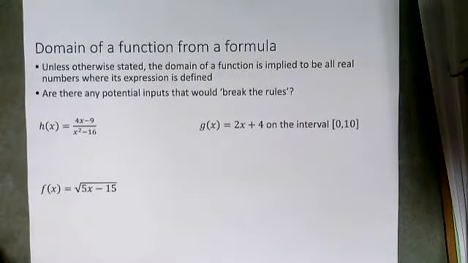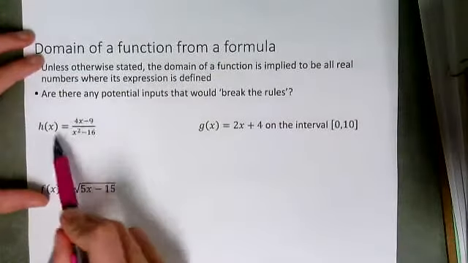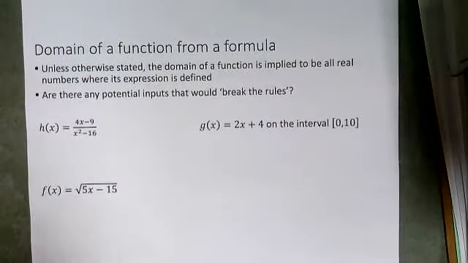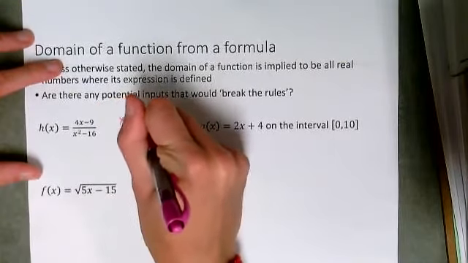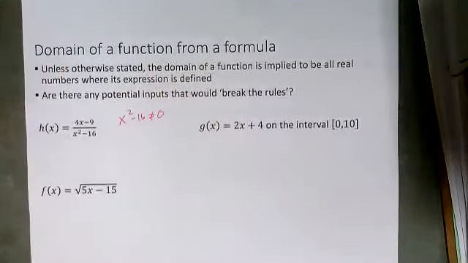All right, domain of the function from the formula. Unless otherwise stated, the domain of the function is implied to be all real numbers where its expression is defined. So it's defined by, well, are there any rule breakers? This function right here, it is a fraction. Nothing against fractions. We just can't have the 0 on the denominator. So x squared minus 16 can't equal 0, right? For our domain.